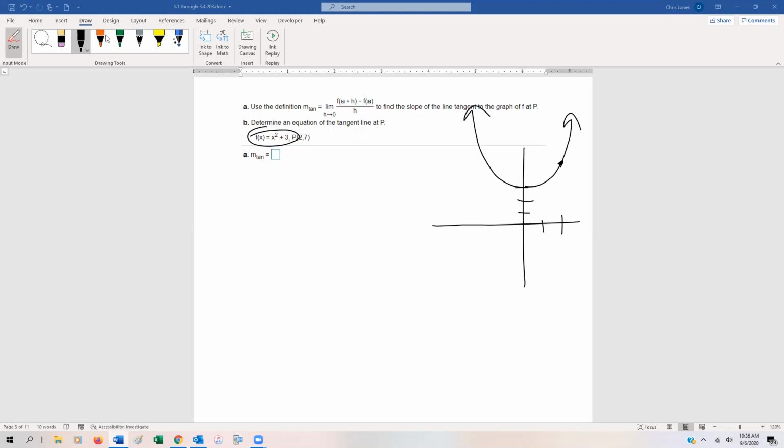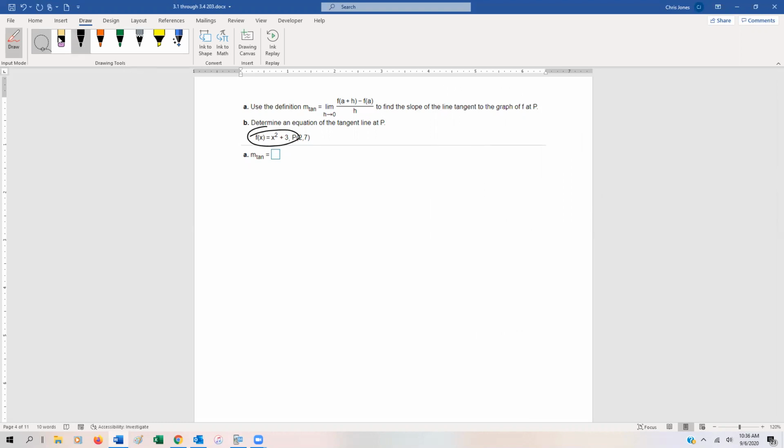So let's go ahead and use the definition of the limit to find our slope first, and we're going to talk about a very important concept, what this produces. We're going to start by using this formula. Our slope is going to be equal to the limit as h approaches 0. Now remember, we're going to plug in a plus h for x, and then we're also going to plug in a for x.